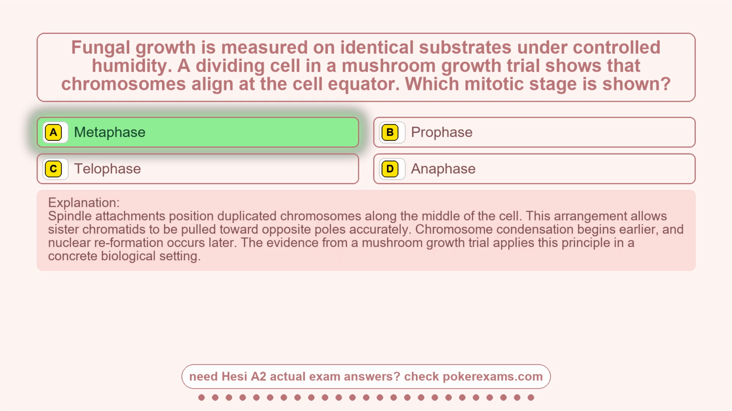Spindle attachments position duplicated chromosomes along the middle of the cell. This arrangement allows sister chromatids to be pulled toward opposite poles accurately. Chromosome condensation begins earlier, and nuclear re-formation occurs later. The evidence from a mushroom growth trial applies this principle in a concrete biological setting.